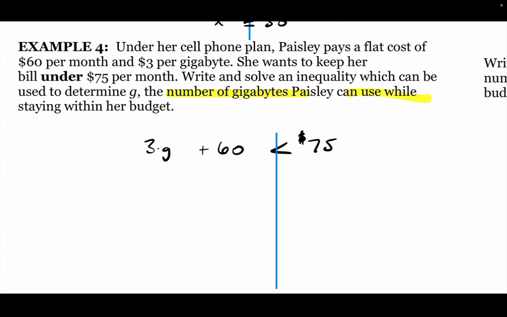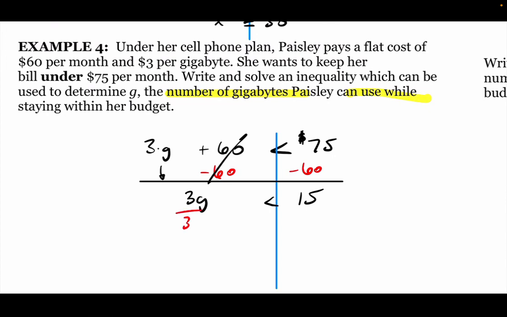Subtract 60 from both sides. 3G is less than 15. Divide by 3, divide by 3. G is less than 5.